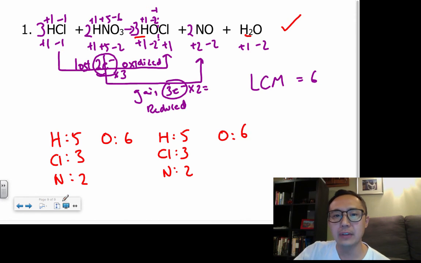The next one is actually splitting your half reactions and balancing with half reactions in an acidic solution and in a basic solution. Those ones are a lot more involved, so be sure to watch those and practice those questions.